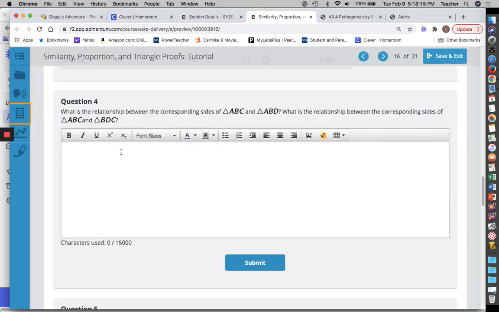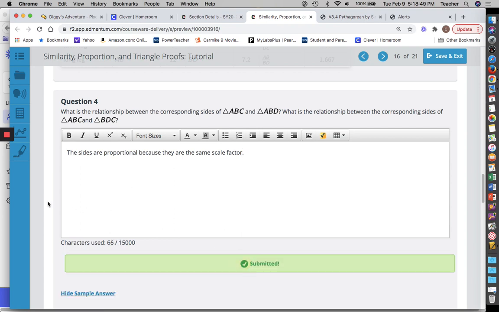Question number 4. What's the relationship between the corresponding sides of ABC and ABD? What's the relationship between the corresponding sides of ABC and BDC? Oh my gosh. Y'all, if you haven't learned one thing in this lesson, you have learned it now. The sides are proportional, and I can't type it where. These sides are proportional because they are the same scale factor. All right, hit submit.